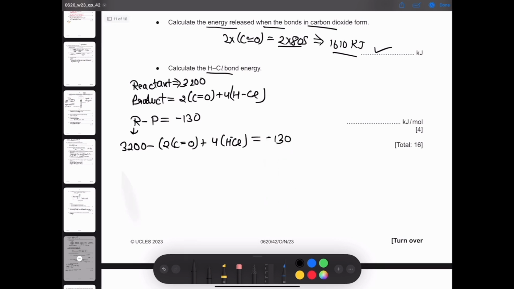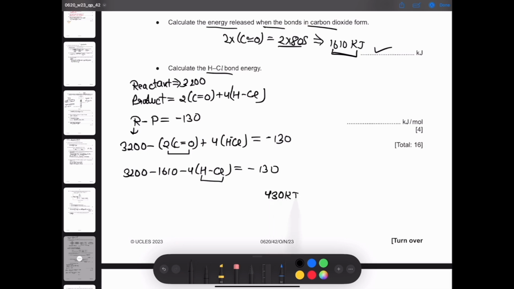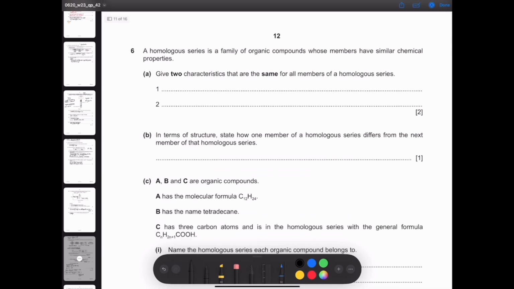Now just think about it. It's basic maths. You know that 3200 is there, minus 2 times CO bond energy is this 1610. So minus 1610 minus 4 times HCl bond is equals to negative 130. So there is only one variable now. I think you can solve it, right? So the answer will come out to be 430 kilojoules per mole when you solve it completely. I've given you the equation, just put it in the calculator, rearrange, and you'll get the answer.